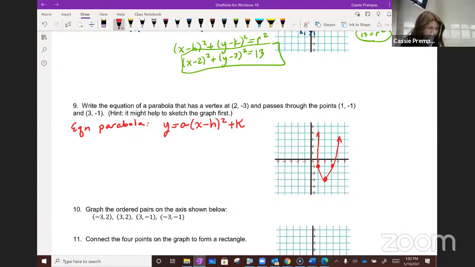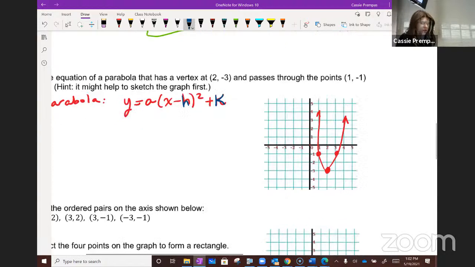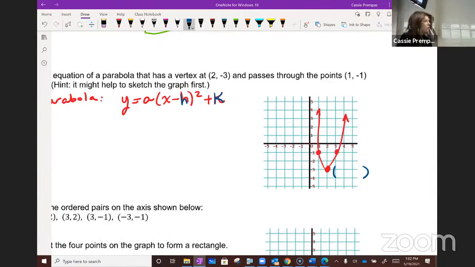All right, if you tried it on your own, check up on the screen, see if you got it. If you didn't try it on your own, just put a star, that eventually you'll need to have that memorized. It's y equals a times quantity x minus h squared plus k. What do h and k represent? Vertex, awesome, exactly right. The vertex we already know, it's at 2, -3. So I can go ahead and put those pieces in. X minus 2 squared minus 3.